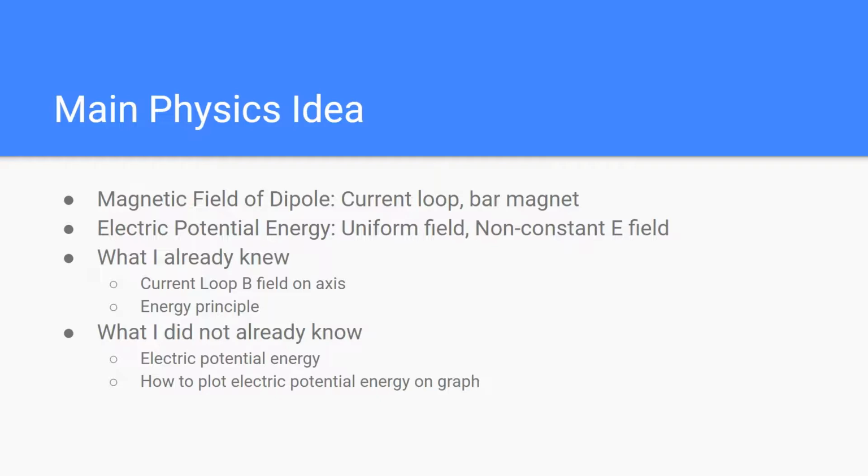What I already knew was that the current loop magnetic field on axis can be calculated using the formula, which is the magnetic field constant times 2 mu over r cubed, from last week's video. And I also knew the energy principle from physics 2211 last semester. Something that I did not already know was how to calculate electric potential energy and how to plot the electric potential energy on a graph.